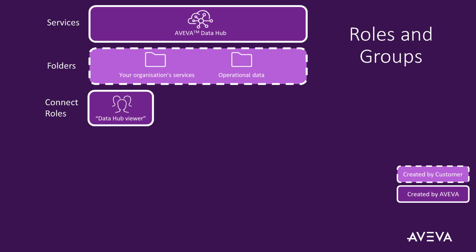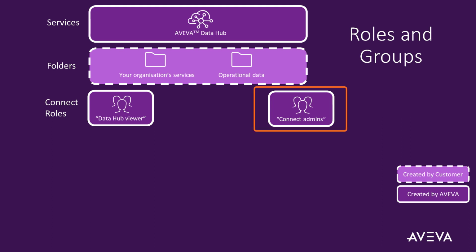When the AVEVA Data Hub service is activated, a Data Hub Viewer role is created. This role enables users to view the services tile in AVEVA Connect. However, users need additional permissions to access AVEVA Data Hub. During activation, the Connect admin role is also given additional access in Data Hub. Connect admins are given the additional role of tenant administrator. This allows them to set up access within the AVEVA Data Hub service. Let's review an example of how this works.